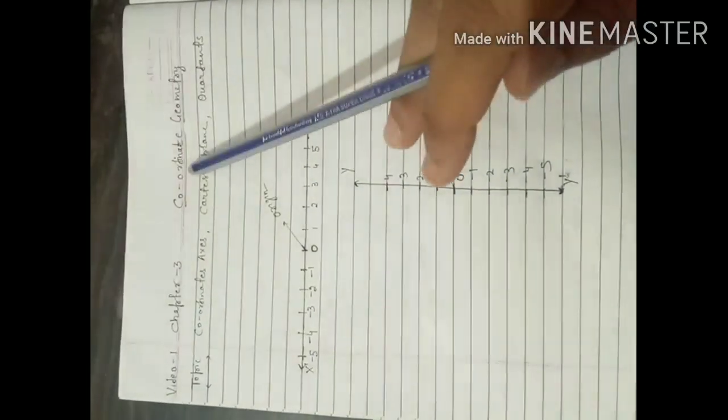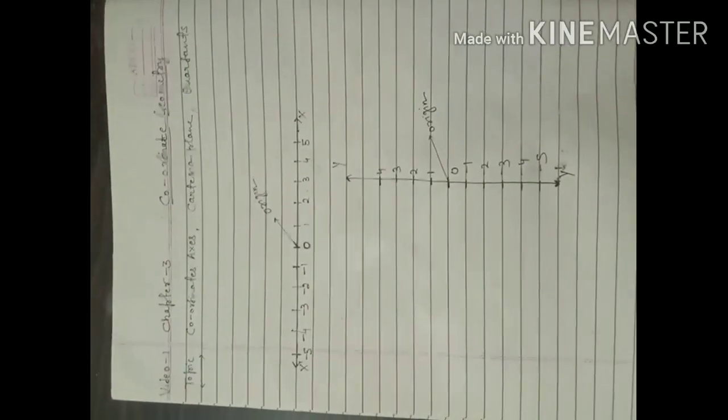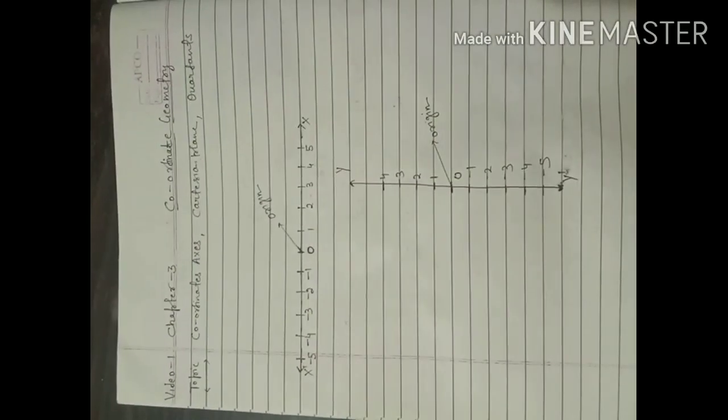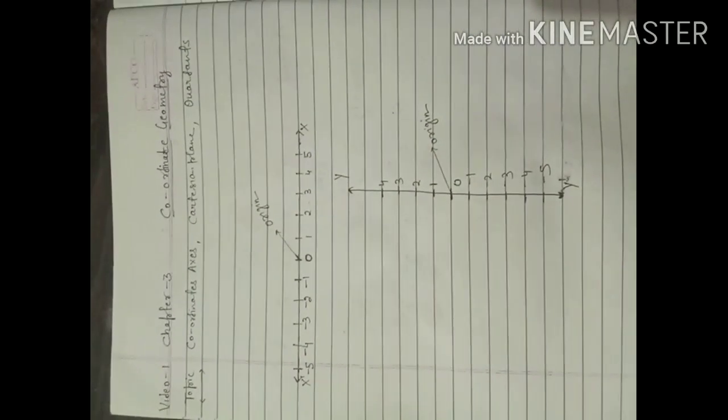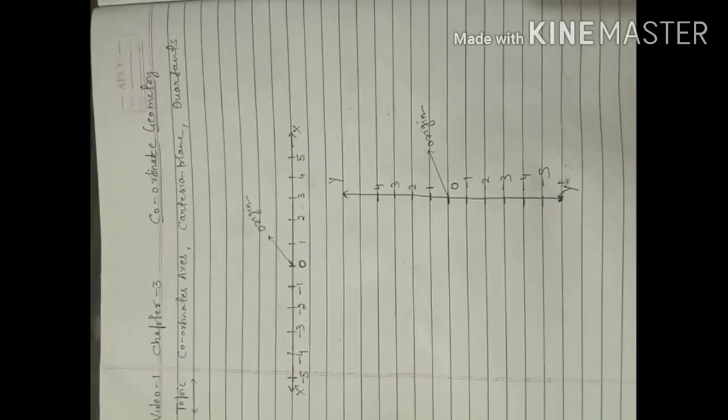Hello students, today we have to start chapter 3, coordinate geometry. This is our video 1 on this chapter, and we have to cover coordinate axis, Cartesian plane, and quadrants in this video.